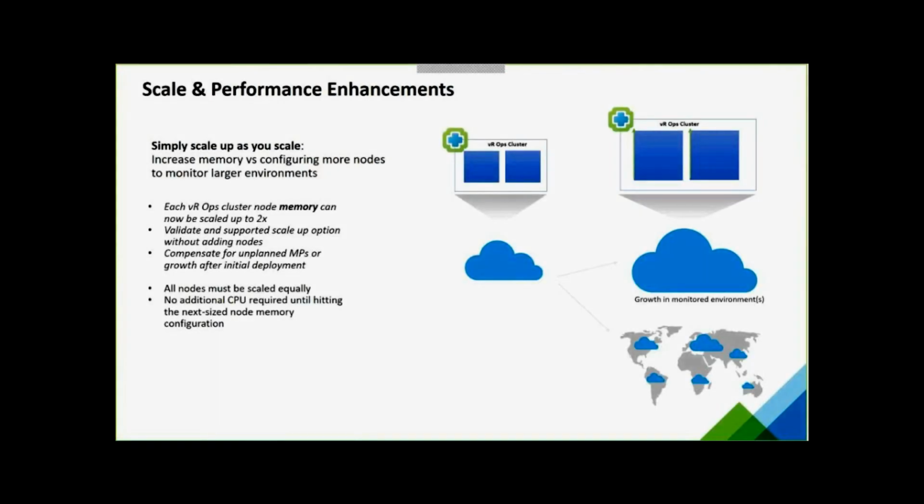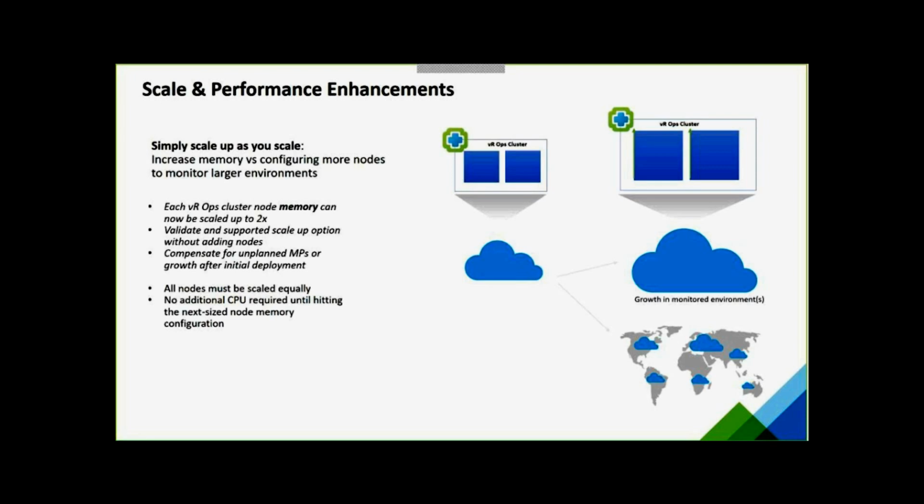Okay, let's look at each of the scale performance enhancements which we spoke about earlier. With each vROps node, you can now scale up the memory twice, which basically means that without adding any more nodes, you can compensate for any unplanned objects you're trying to monitor. Hence, you really do not have to move from, let's say, medium to large or large to extra large unless you hit the limit on CPU or memory for the next size.